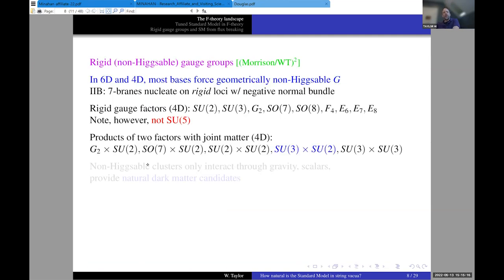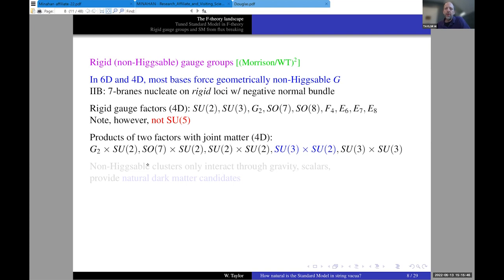So one of the things we learn, which might seem a little surprising from other points of view, is that virtually all of these elliptic Calabi-Yau threefolds and fourfolds have a structure which I would refer to as a rigid or a geometrically non-Higgsable gauge group, which is basically that everywhere in the moduli space for most of these bases, we are forced to have certain kinds of gauge groups, at least geometrically.